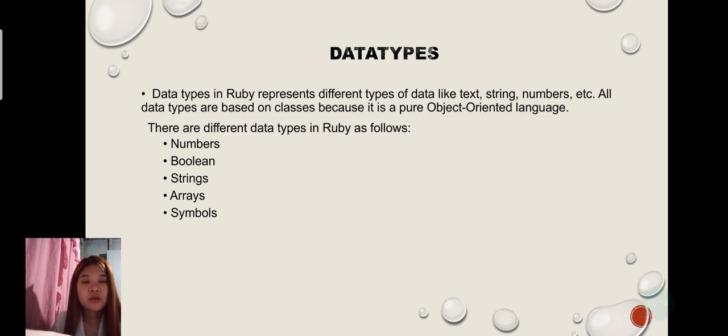Data types in Ruby represent different types of data like text, strings, numbers, and etc. All data types are based on classes because it is a pure object-oriented programming language. There are 5 different data types in Ruby, and those are numbers, Boolean, strings, arrays, and symbols.